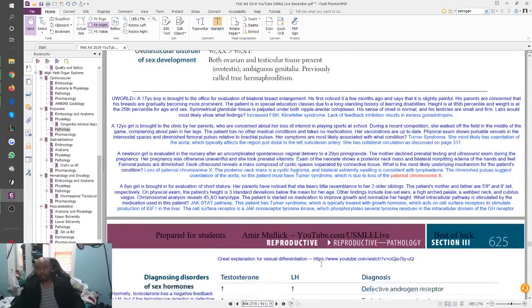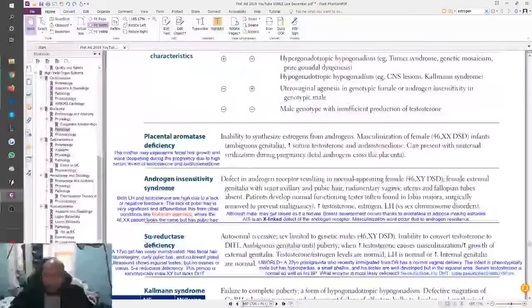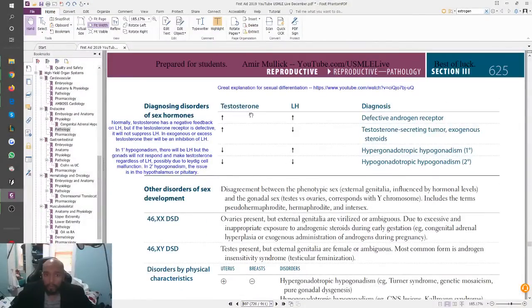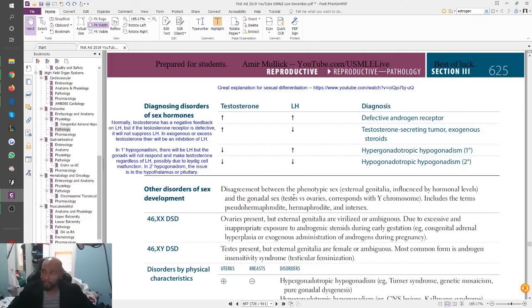Okay, so that's your first few pathologies. Now on the next page, they go into more disorders of sex hormones and sexual development. So this upper portion here is kind of summarizing the stuff they're going to talk about in the rest of this page, and you have to make sure you understand it. It's a little confusing the first time you look at it, but you have to make sure you completely get it. Now on the top, there's a little video I linked, so I'll share that in the chat right here. That video does a good job explaining sexual differentiation in case you're still struggling with it.